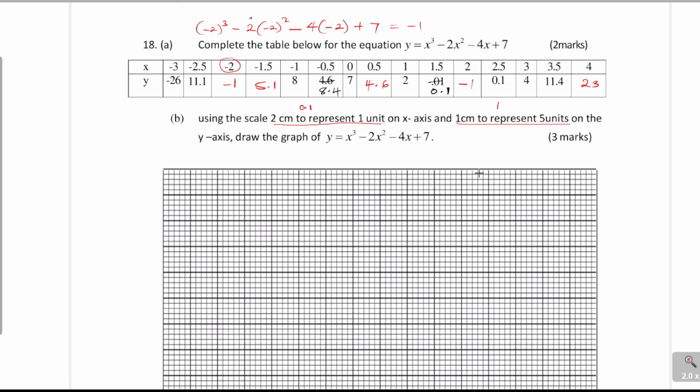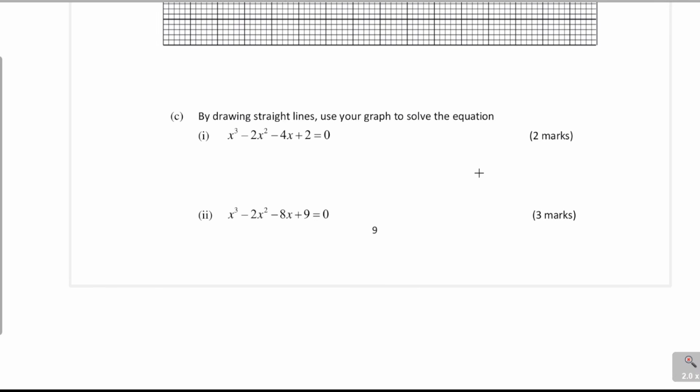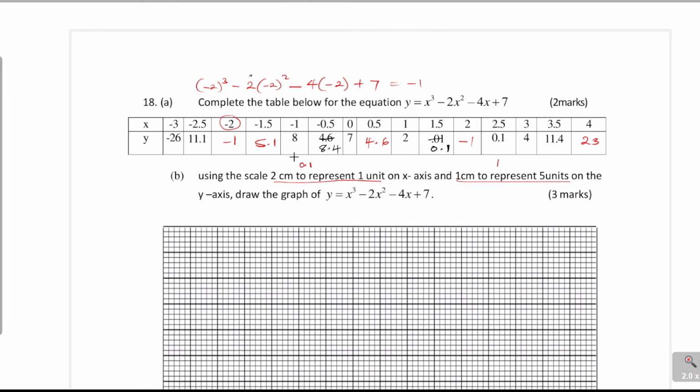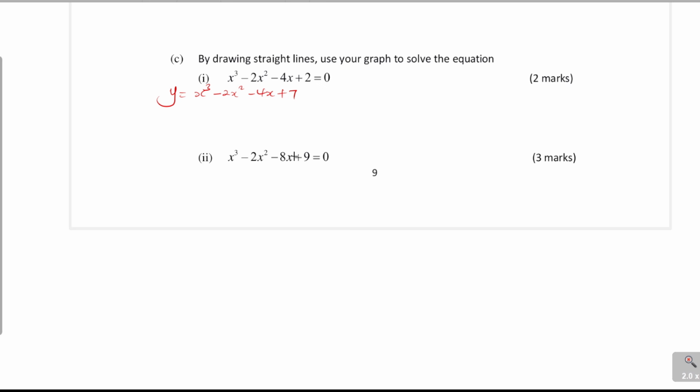Now we go to the other question. By drawing straight lines, use your graph to solve the equation. So the first equation is given there. This is how you do that. Because you're using that graph, first write the function of the graph that you've drawn: y equals x cubed minus 2x squared minus 4x plus 7. That is the function of the curve that you have drawn. Then you need to compare these.